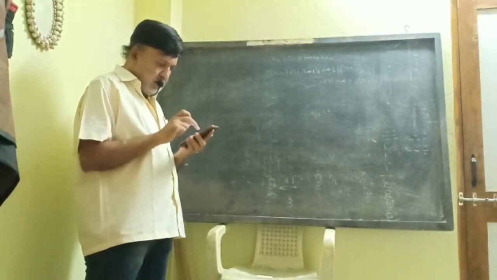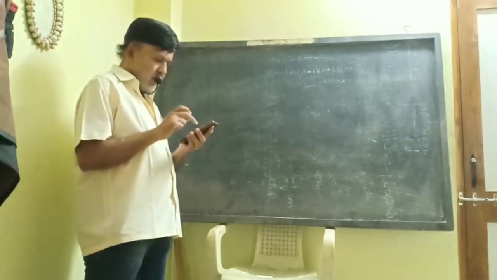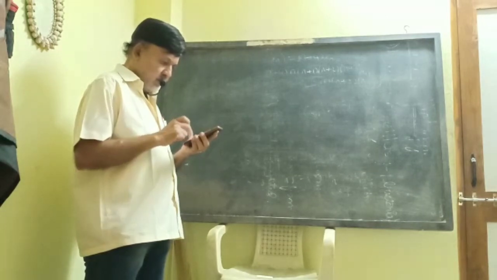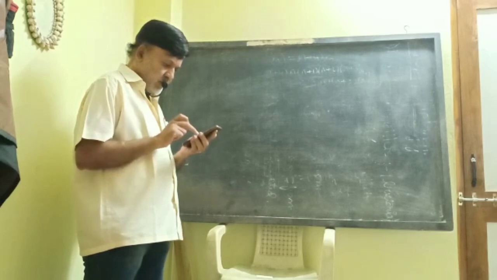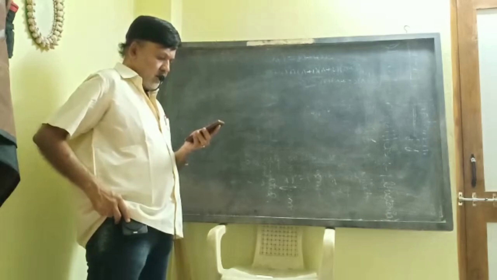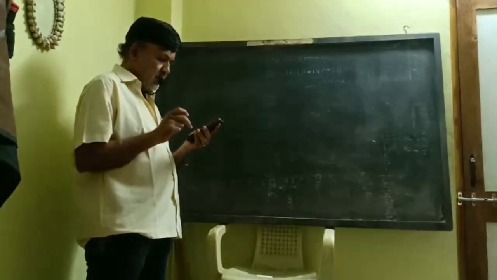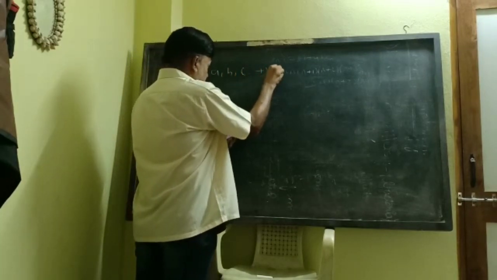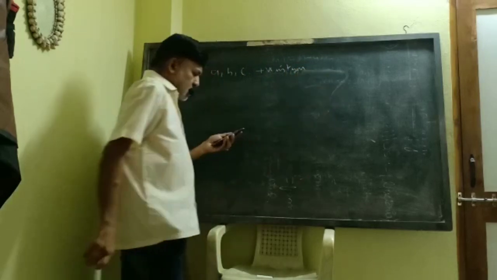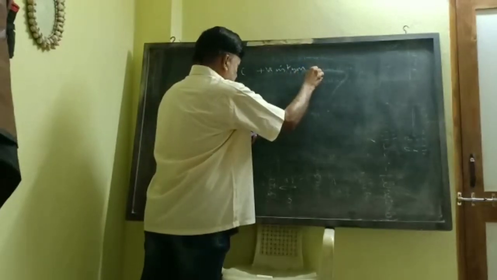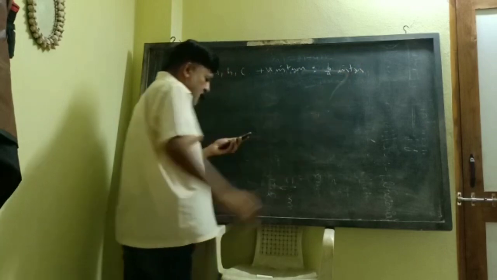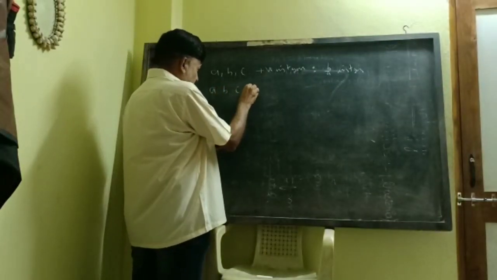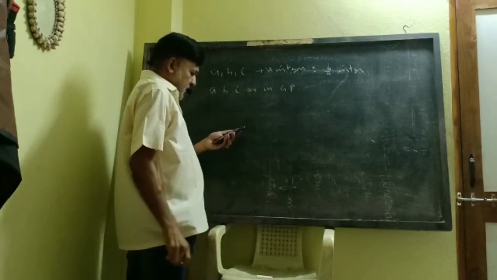So the next question is: a, b, c are positive integers such that b by a is an integer, and a, b, c are in GP.